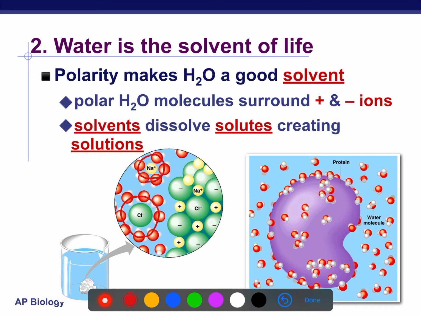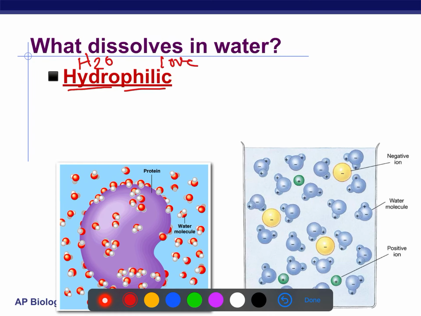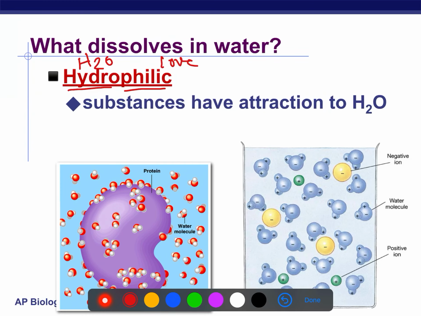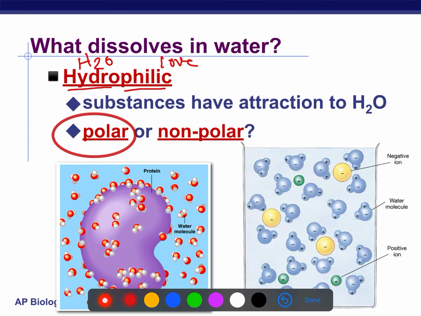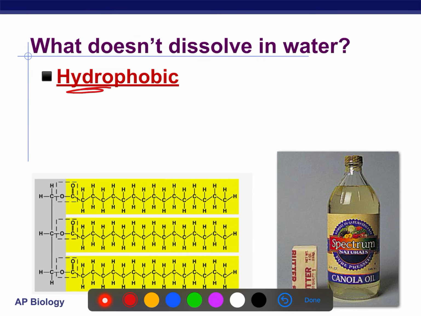We'll see this too with other biological molecules like proteins. It might not be every part of the molecule that's interacting with that water, but different ionic parts of those proteins will do that. So what dissolves in water? Here we have hydro, meaning water, and philic, which means love. So things that love water are going to dissolve in it. These are substances that have that attraction to water, and these substances we would describe as being polar or being ionic. What doesn't dissolve in water? Things that are hydrophobic.